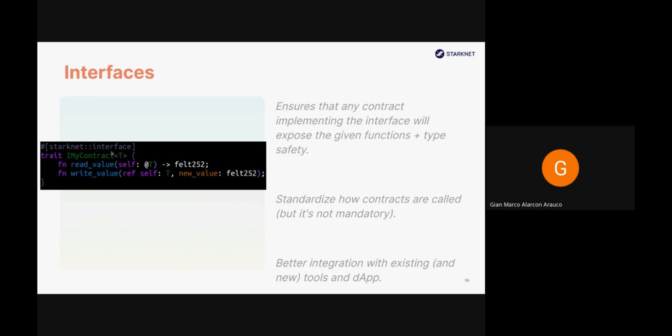So this is the way we call the interface attribute. We define a trait and implement it in my contract later. Like you can see, one more time, similar to the Rust language. Some of you have experience with Rust. So we have this trait, and it has the same meaning as in Rust. One more time, interfaces standardize how contracts are called. It's not mandatory, but it's a good practice. They also mention it helps with better integration with existing apps, tools, and so on.